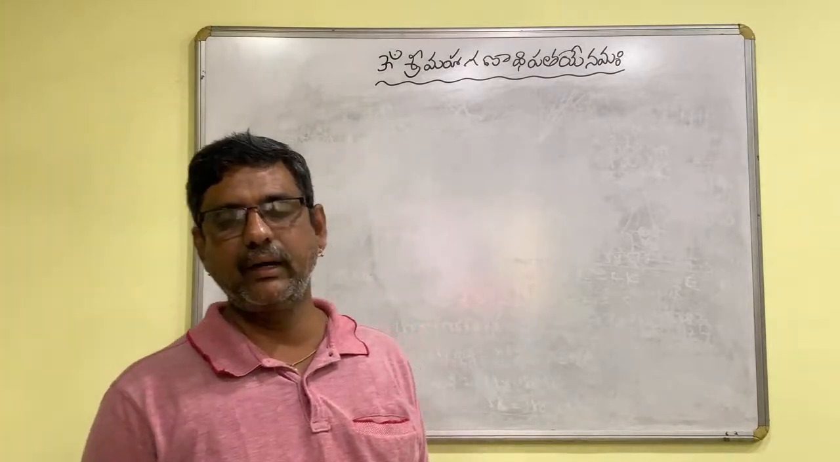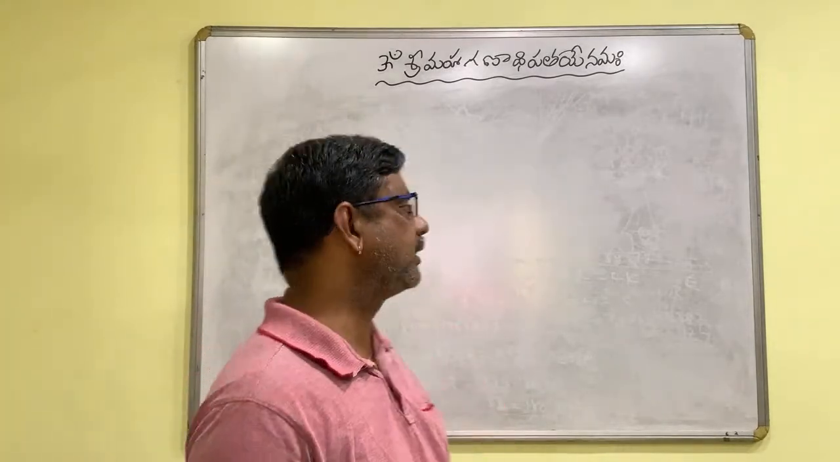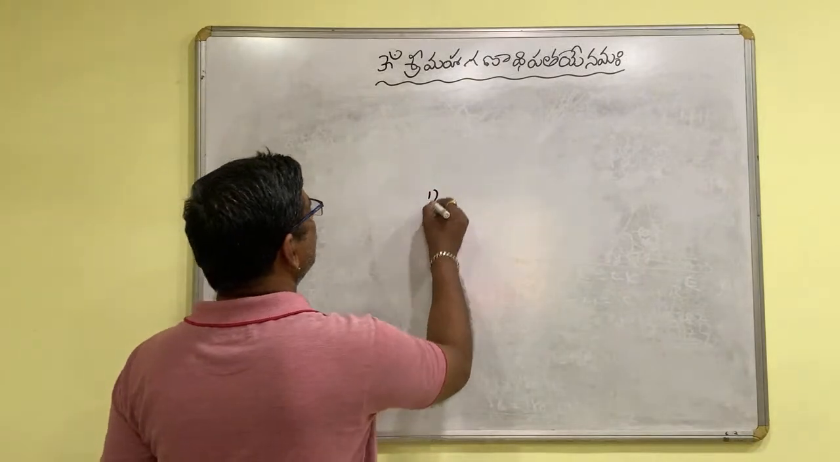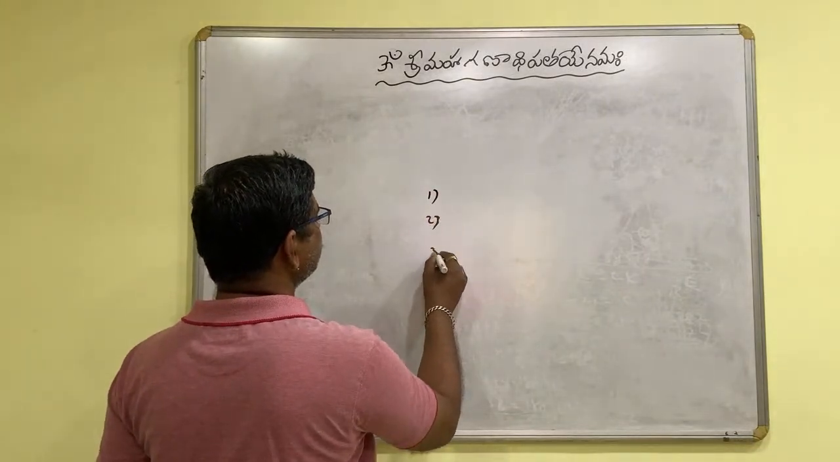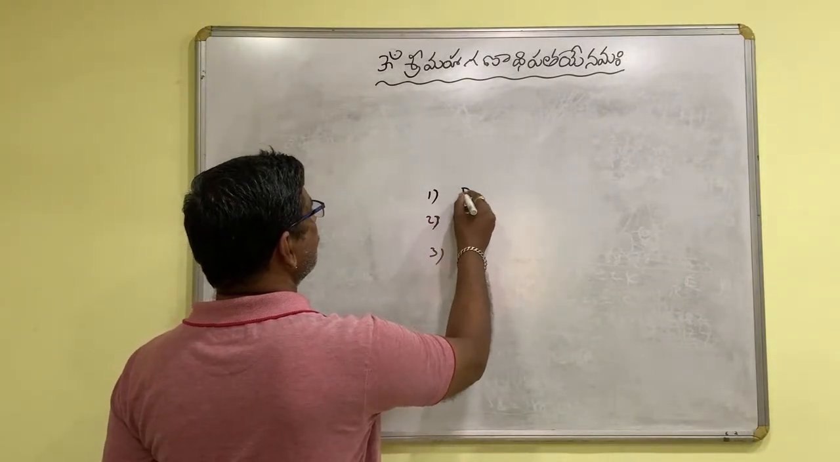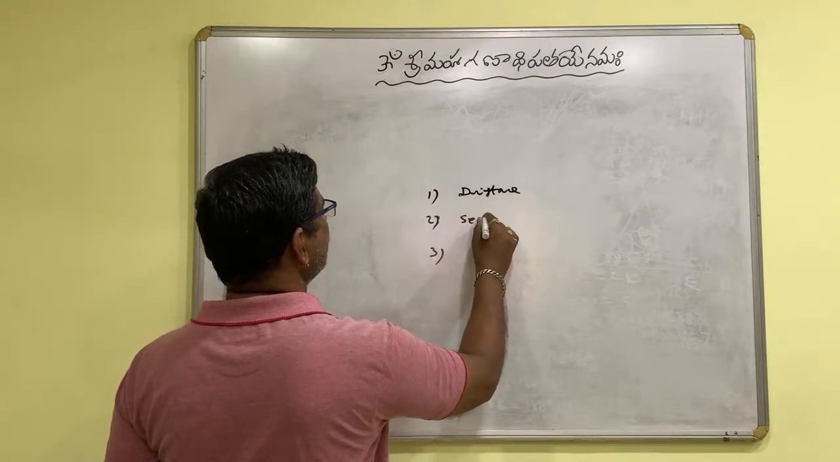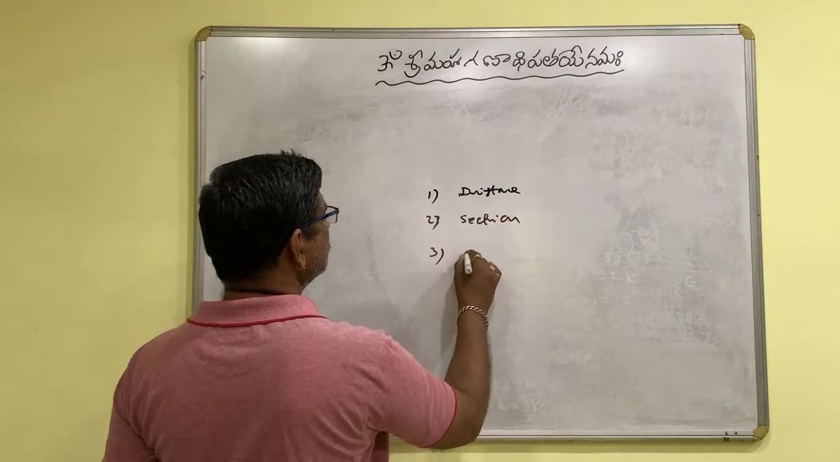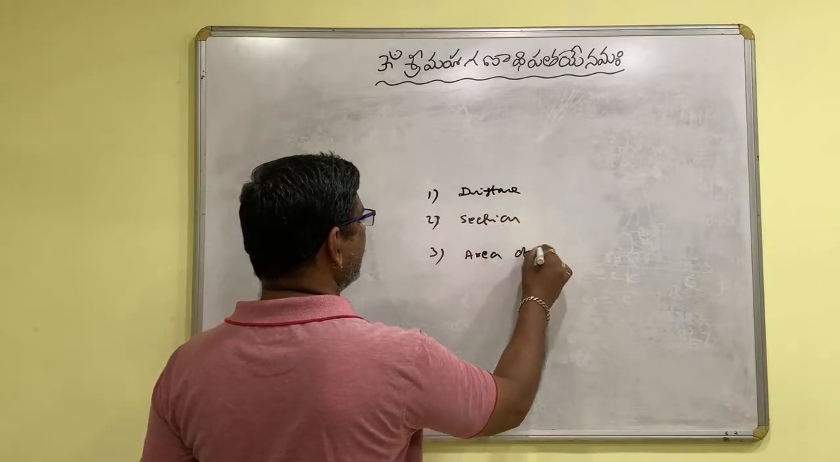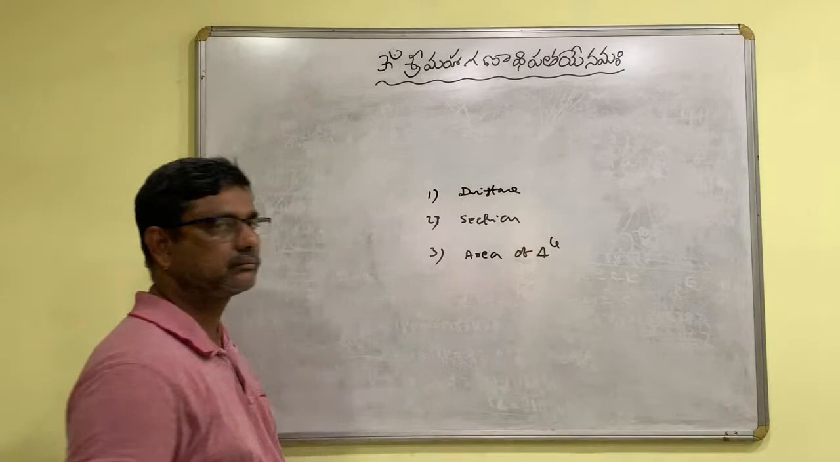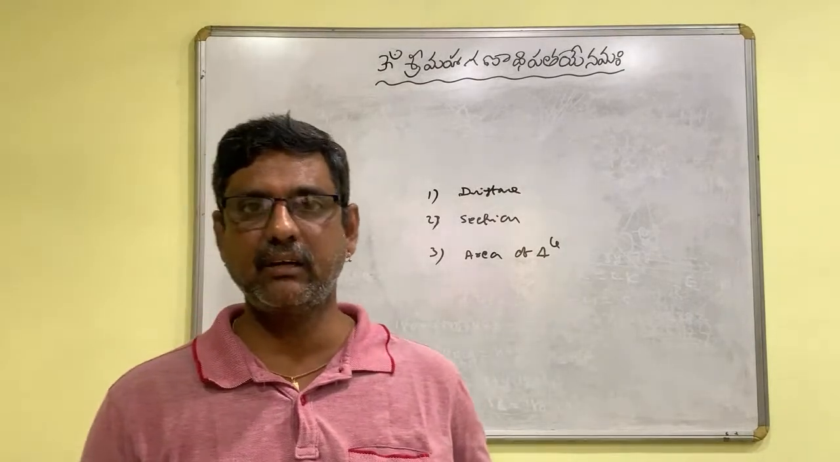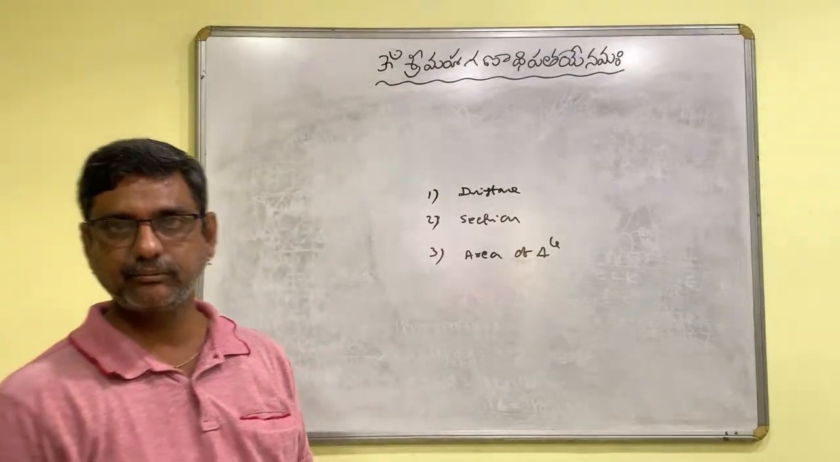Up to 2021-22, in coordinate geometry you had a total of 3 concepts. One is distance formula, second one is section formula, third one is area of triangle. Distance formula, section formula, area of triangle.